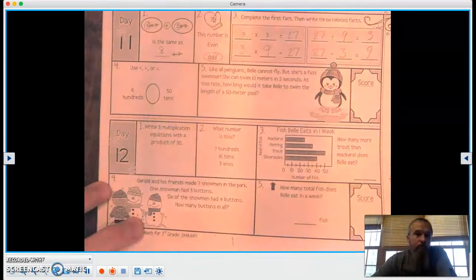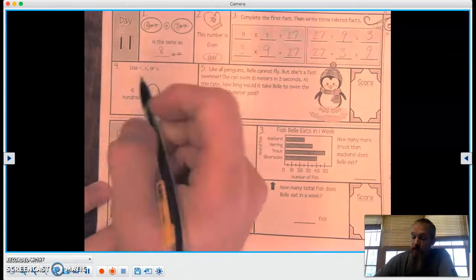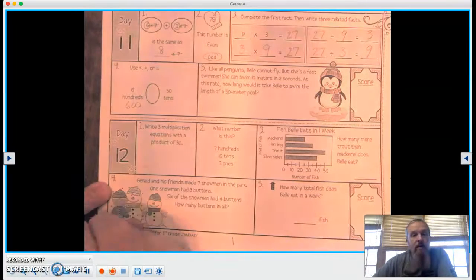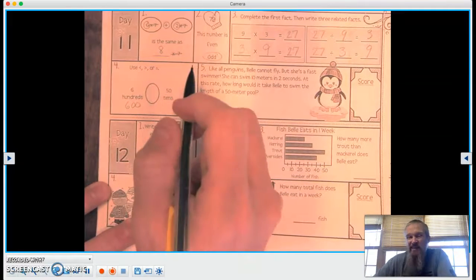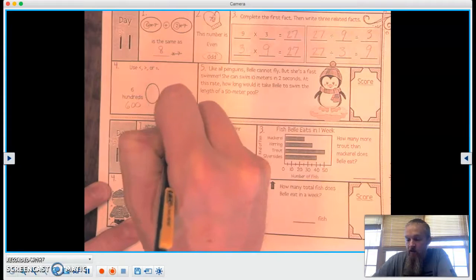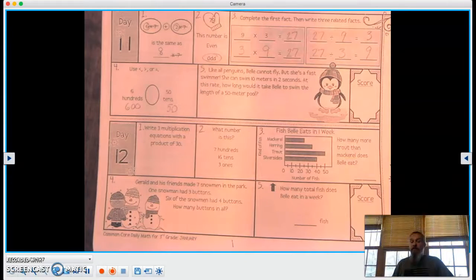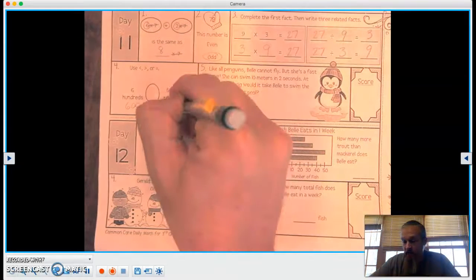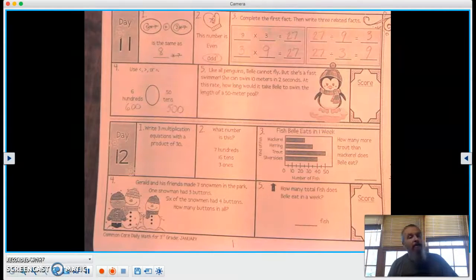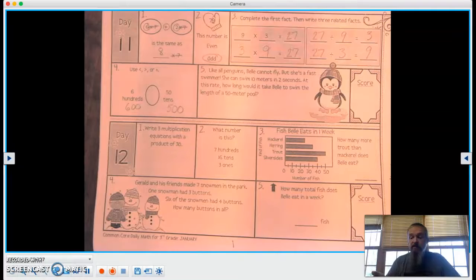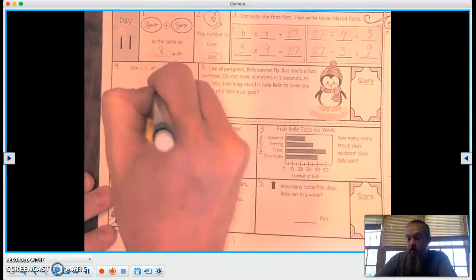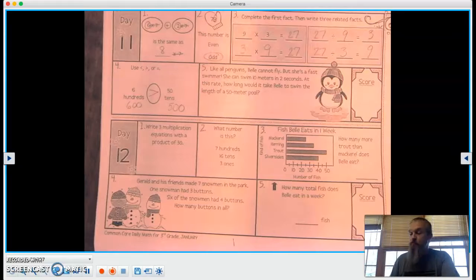Number 4, use less than, greater than, or equal to. So we have 6 hundreds, so that equals 600. We have 50 tens, so that's not 50 tens, right? That's only 5 tens. To make it 50 tens, we add another 0. Now we have 50 tens versus 600s. Well, 600 is greater than 500, so we're going to put our greater than symbol like that.